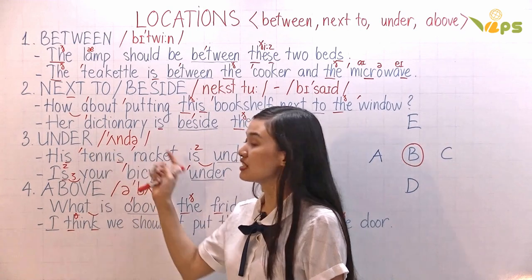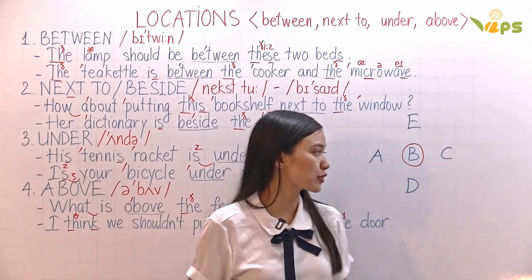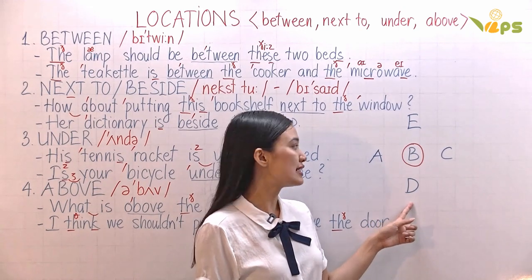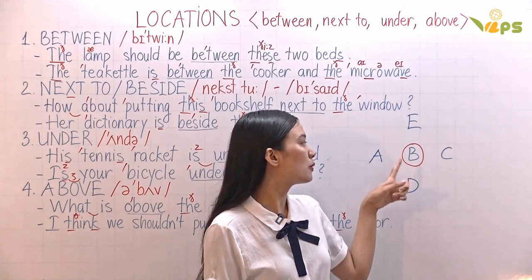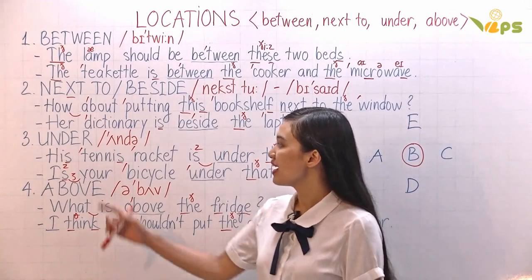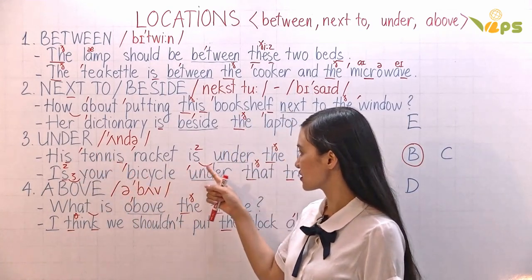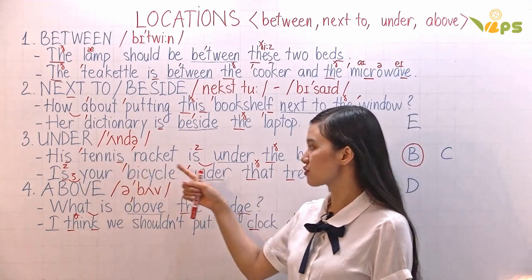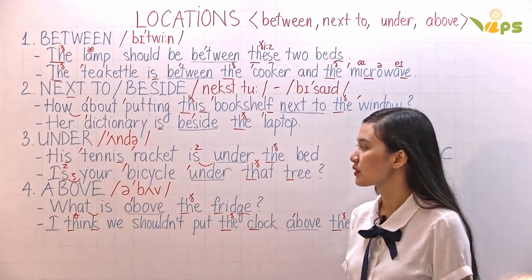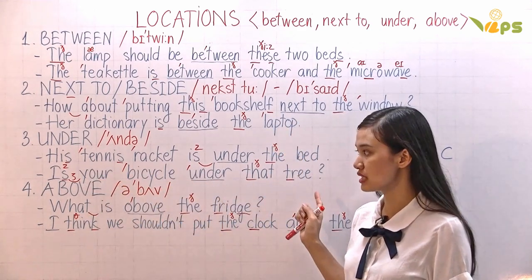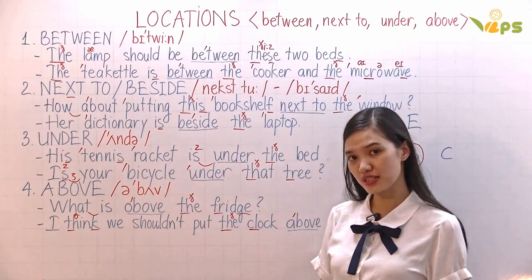Number three, under. Under, remember, is a lower position. D is under B, or B is under E. So, his tennis racket is under the bed. His tennis racket is under the bed. Is your bicycle under that tree?